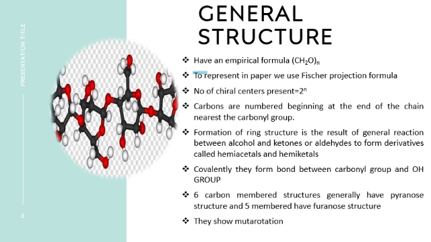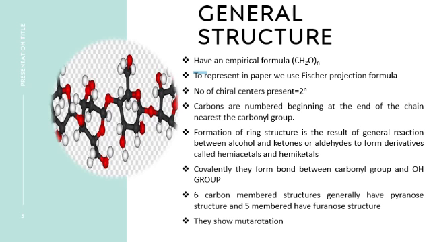On paper, we generally use the Fischer projection formula. The number of chiral centers decides how many isomeric structures are present. There are 2 raised to n structures, where n is the number of chiral centers. And carbons are numbered usually at the time of naming or any other process.